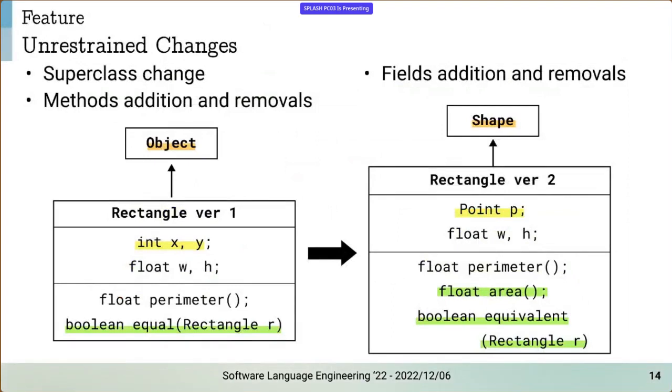Another thing I mentioned earlier is that we want to relax our previous work. To do so, we do not put any kind of restriction on the way we change our class from one version to another. It is possible to change its superclass. It is possible to add and remove fields. You can see the X and Y are replaced by a pointer. And it is also possible to remove methods and add new methods as well.